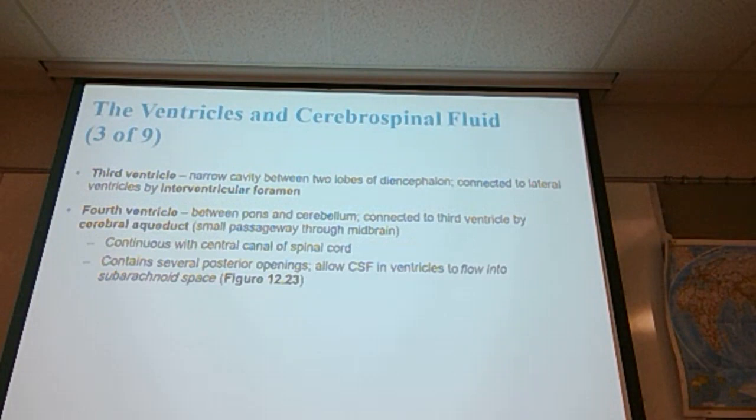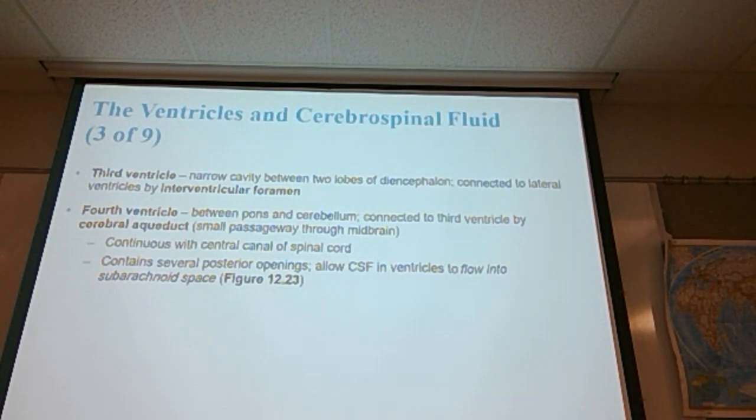The third ventricle is a narrow cavity between the two lobes of the diencephalon. It is connected to the lateral ventricles by the interventricular foramen. The fourth ventricle is found between the pons and the cerebellum. It is connected to the third ventricle by the cerebral aqueduct, which is a small passageway that passes through the midbrain. Again, the fourth ventricle is the one that is continuous with the central canal and spinal cord.